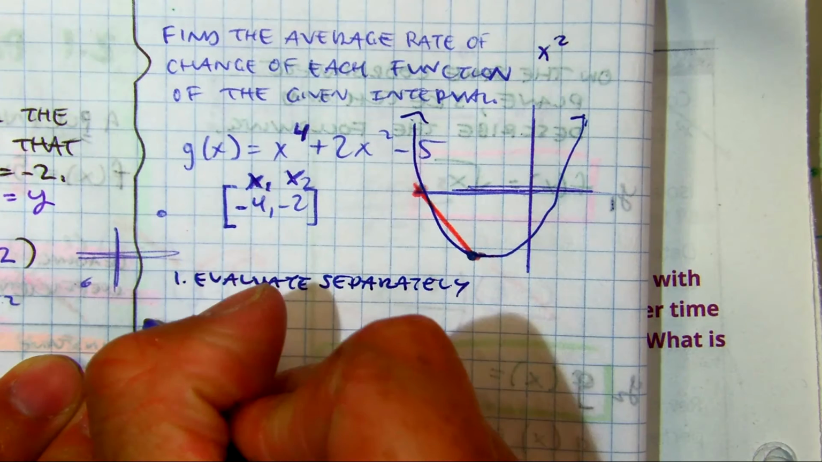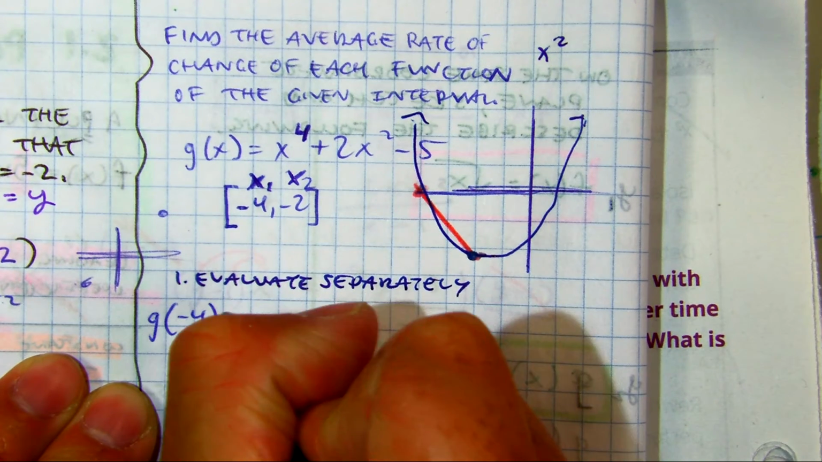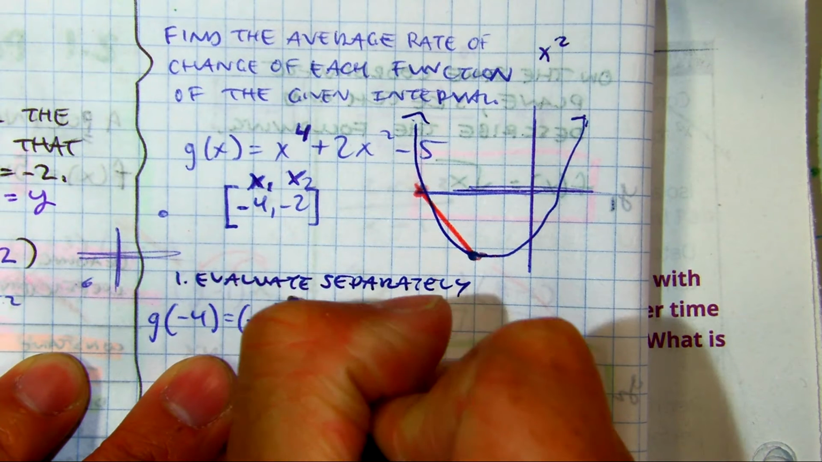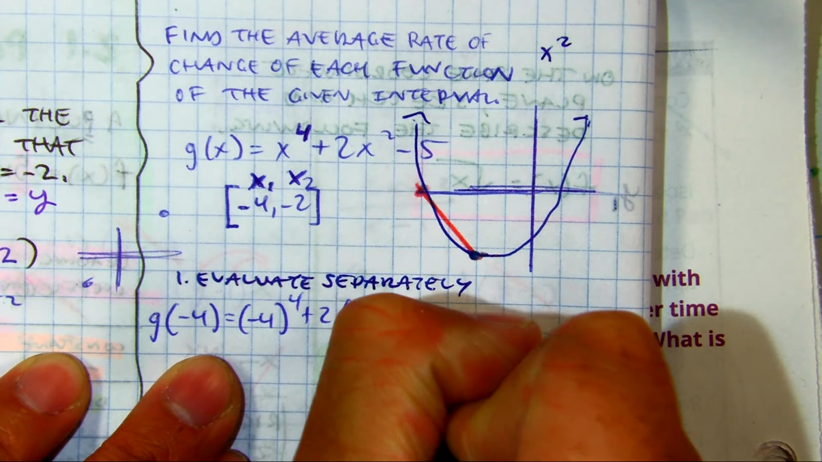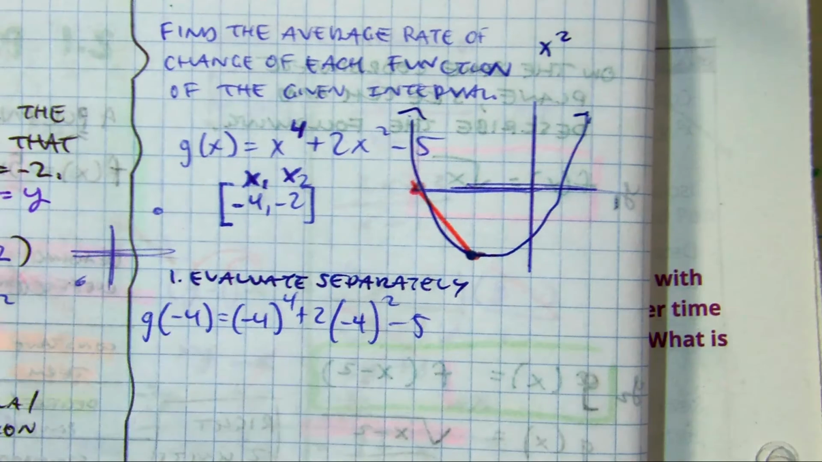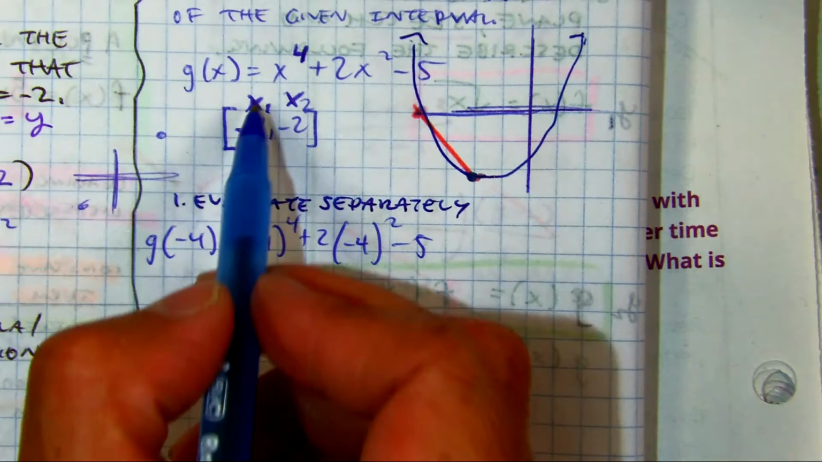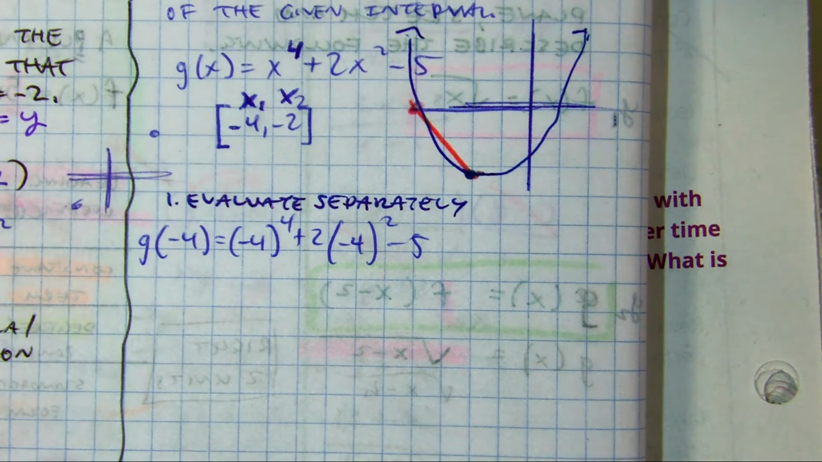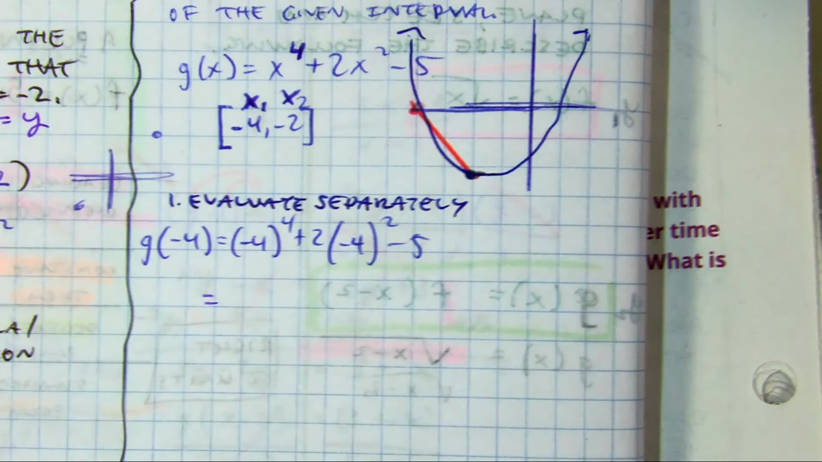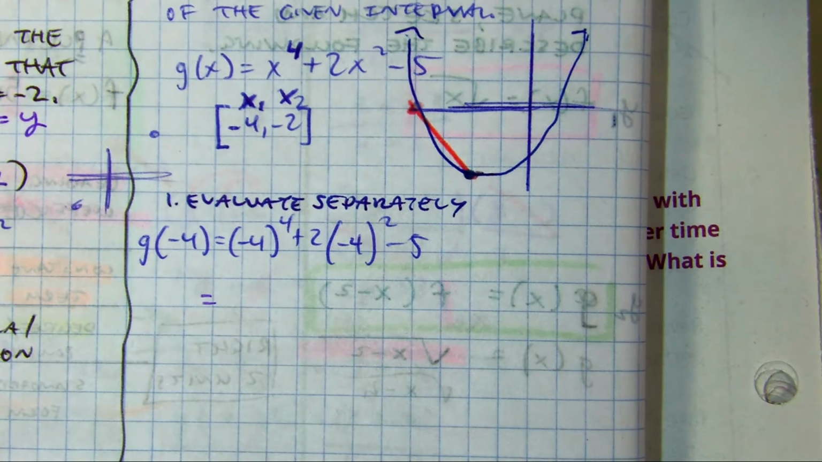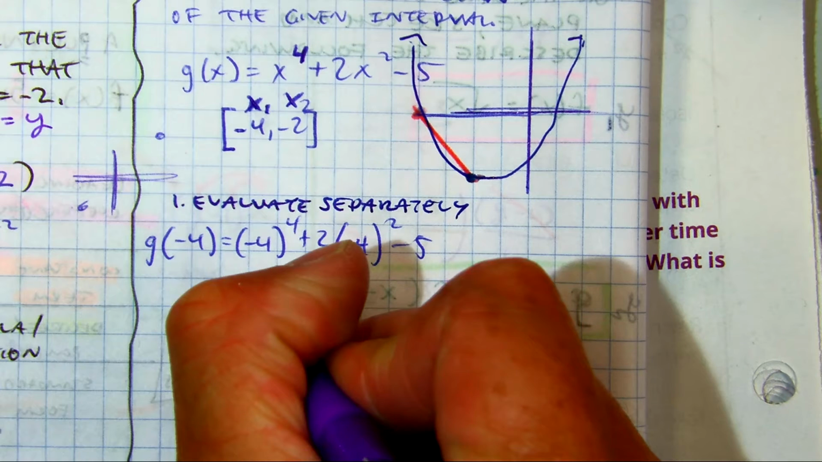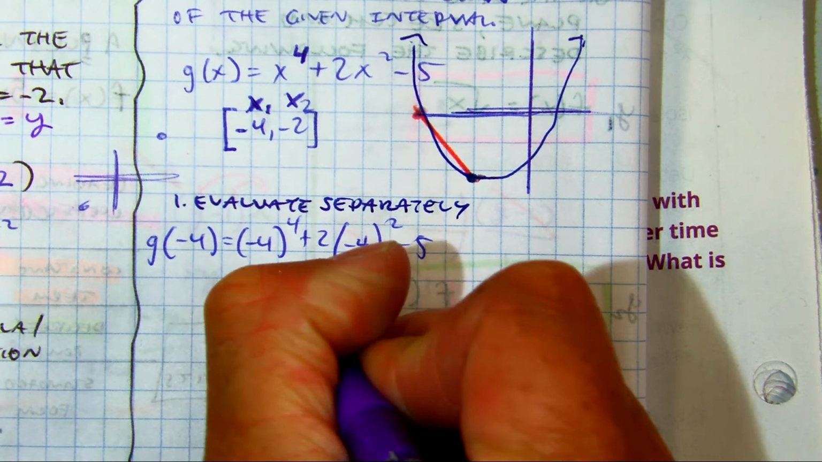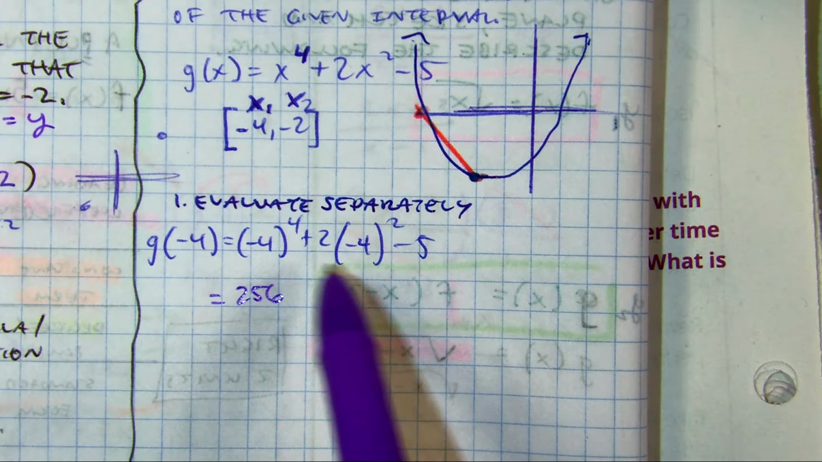So let's put in g of -4 equals -4 to the 4th power plus 2 times -4 squared minus 5. All I'm doing is evaluating what's happening at -4. -4 to the 4th power. Class, is that, I don't know, 16? No, it's -4 times -4 times -4 times -4, which is 256. Remember, we're using PEMDAS to simplify.